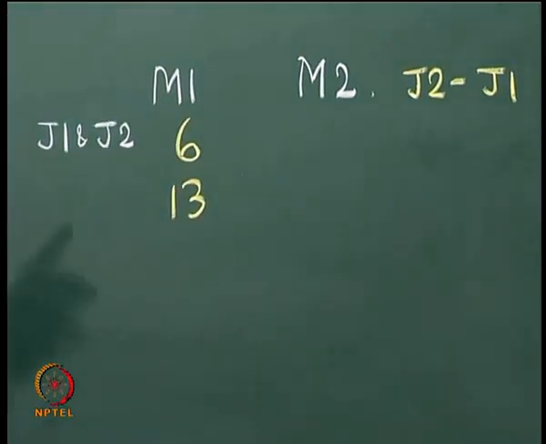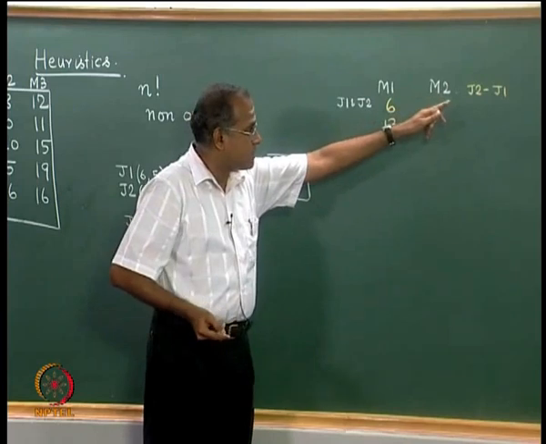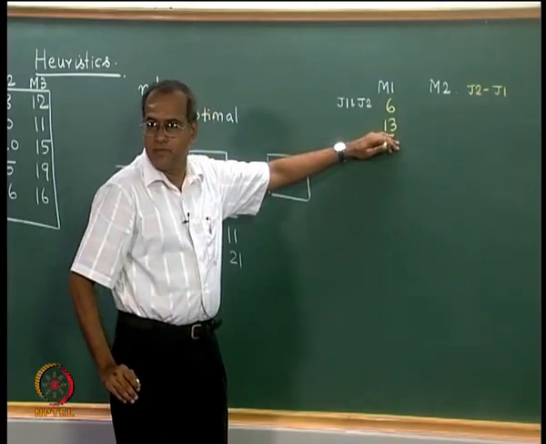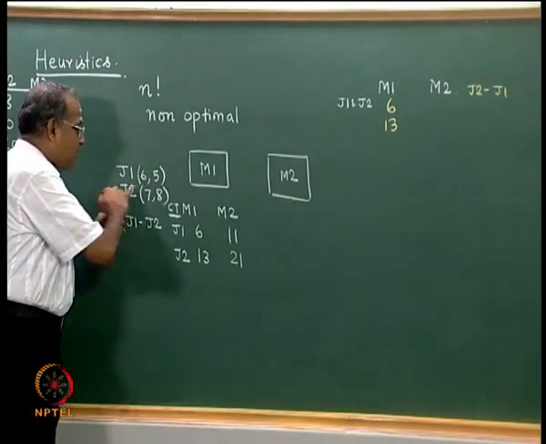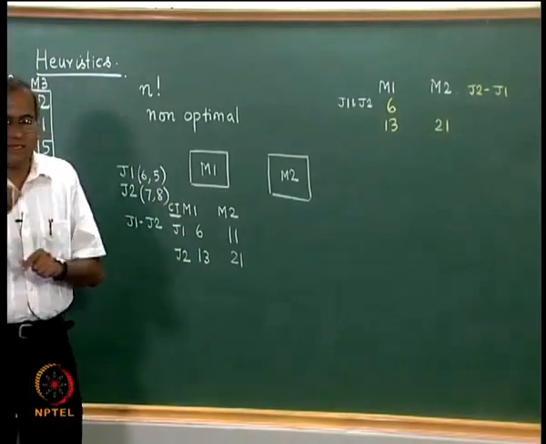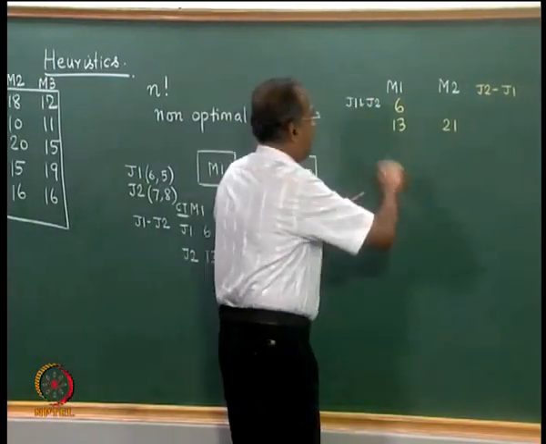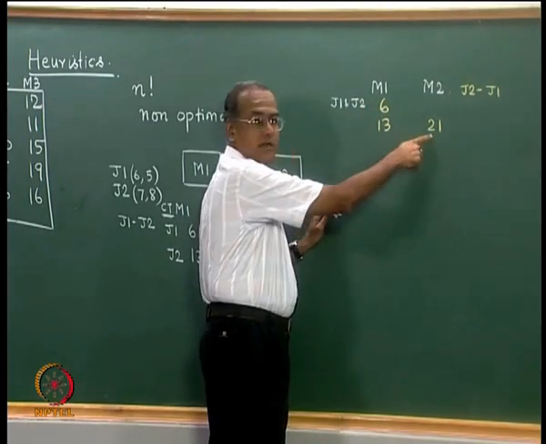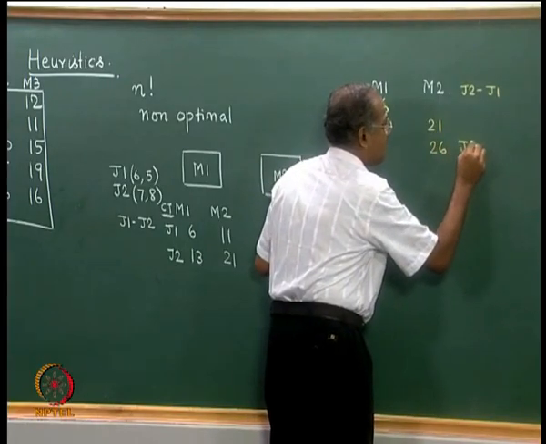This would mean that J1 will not immediately go to M2 even though M2 is free, because the sequence on M2 is J2 followed by J1. So M2 will wait for J2 to be over. J2 can access M2 at time equal to 13, and then J2 requires another 8 units. At 21 J2 will come out. Since the sequence on M2 is J2 followed by J1, now J1 can enter M2 after J2 is completed. So J1, even though it is completed here at 6, will wait till 21, and then it would take another 5 units, and at 26 J1 comes out.